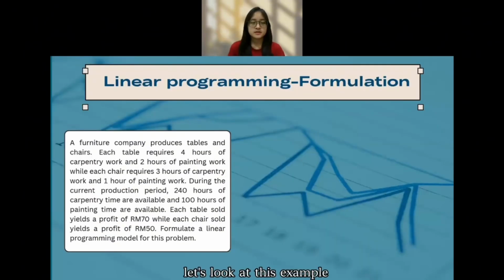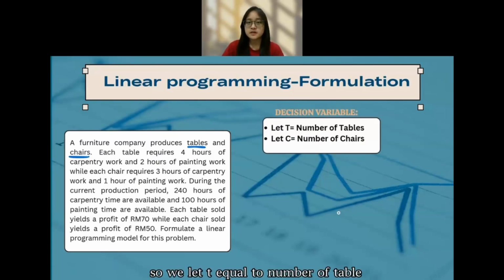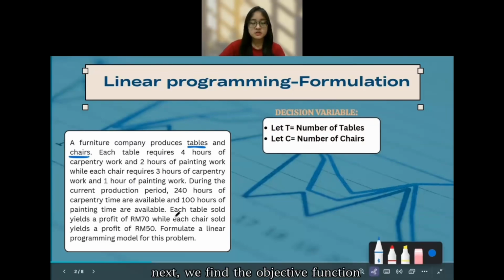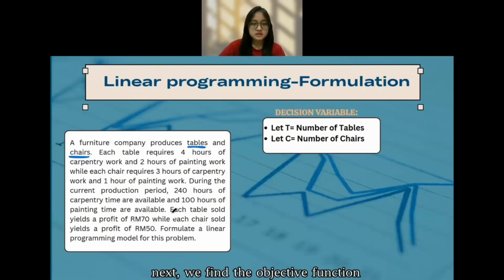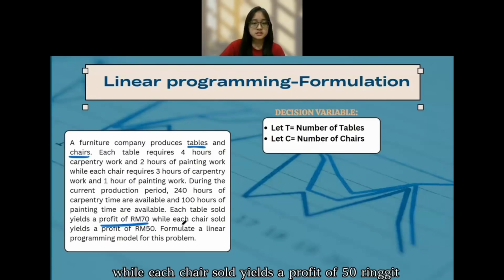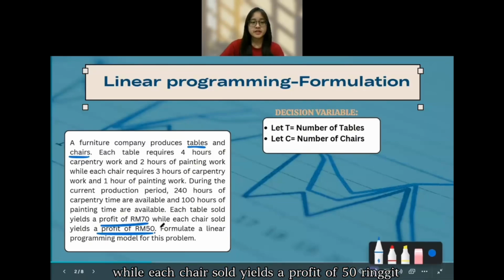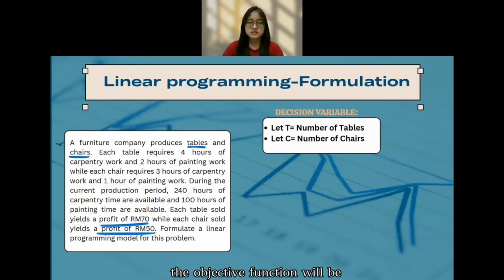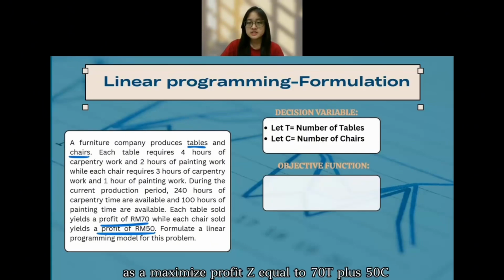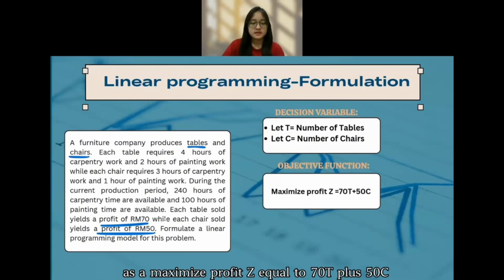Let's do this example. A furniture company produces two products, namely table and chair. These two products are the decision variables. So we let T equal the number of tables, and C equal the number of chairs. Next, we find the objective function. It says that each table gives a profit of 70 ringgit, while each chair gives a profit of 50 ringgit. So we have information about profit. The objective function will be to maximize profit. Thus, the objective function is written as maximize profit Z = 70T + 50C, where Z is the total profit.